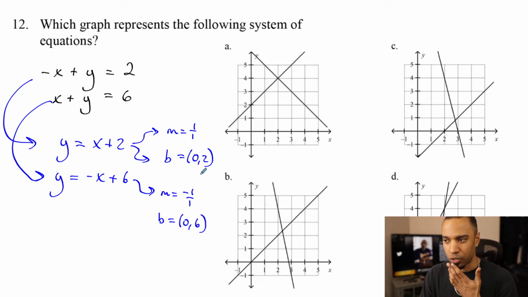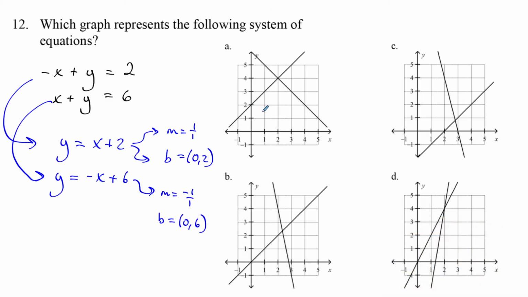So the easy ones to probably look for are which ones have a y-intercept of (0, 2) and (0, 6). Okay, I already see the answer. I'm already seeing a (0, 2) and a (0, 6) on A. I don't see a (0, 2) or a (0, 6) on any of the other ones. I see a (0, 0), a (0, 0), a (0, negative 2). It's got to be A.